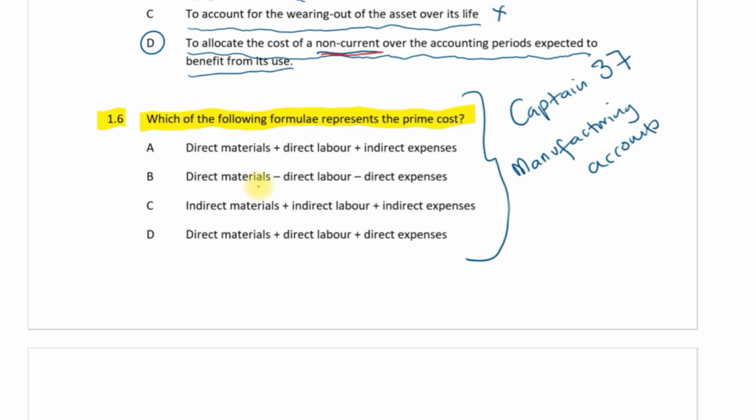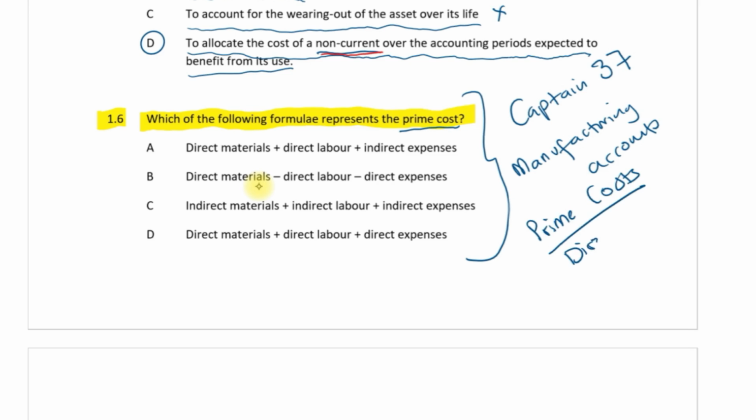The manufacturing account is broken down into different phases, into different parts. One of the parts that constitutes the manufacturing account is what are known as prime costs. And prime costs are simply a combination or a total of all direct costs. So all the direct costs put together give you what is known as your prime costs.